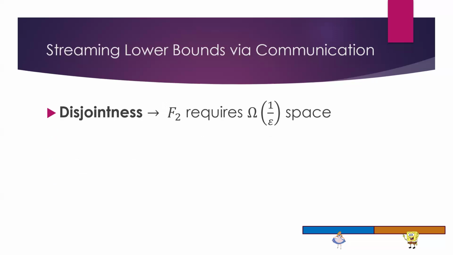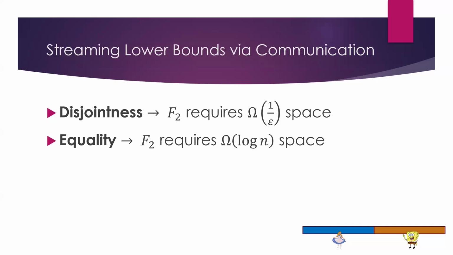And the same recipe, the very same recipe, would work to get better and better bounds. And as we said, it would also work for getting bounds for other moments and for other streaming problems. So for example, if instead of the disjointness communication problem, we would have started from the equality problem, then with a little massage of what we have just seen, we would be able to get a log n space lower bound for F2.